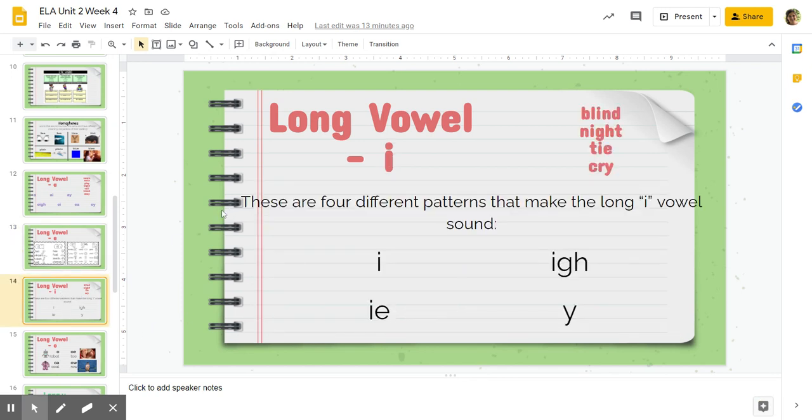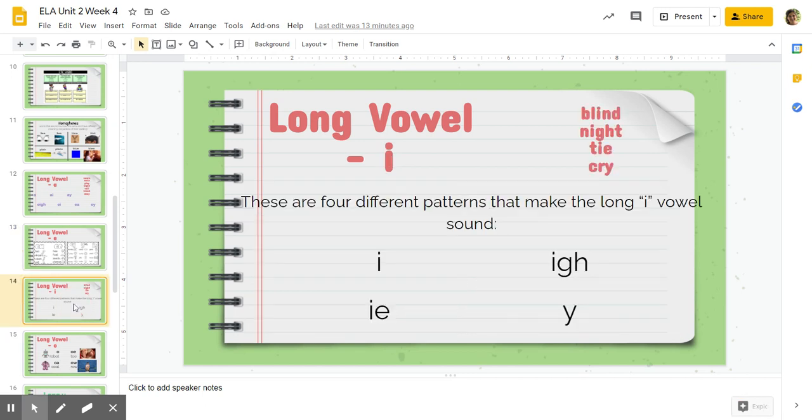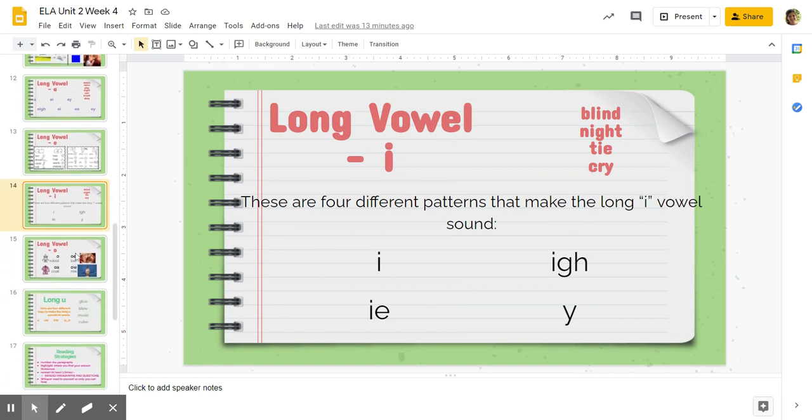Then we have long I. We talked about 4 different ways to make the long I sound. We had an IE, like in blind. We had IGH, like in night. We had tie, IE, and we had cry with just the Y. And if you look here, there could be just a Y that sounds like our long E. So again, whisper read your words to yourself.